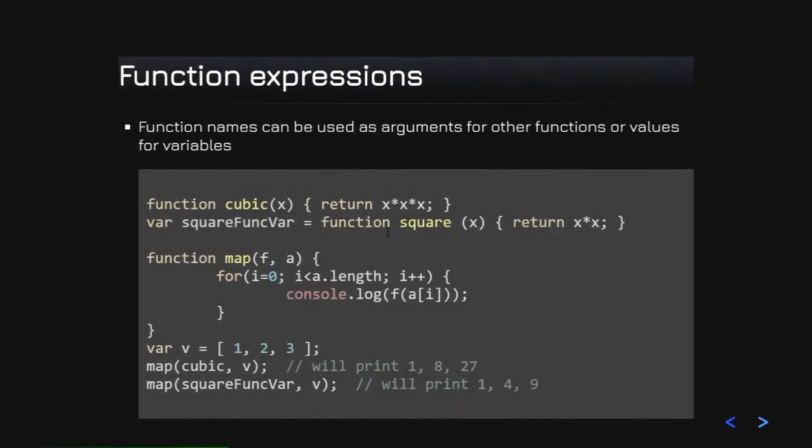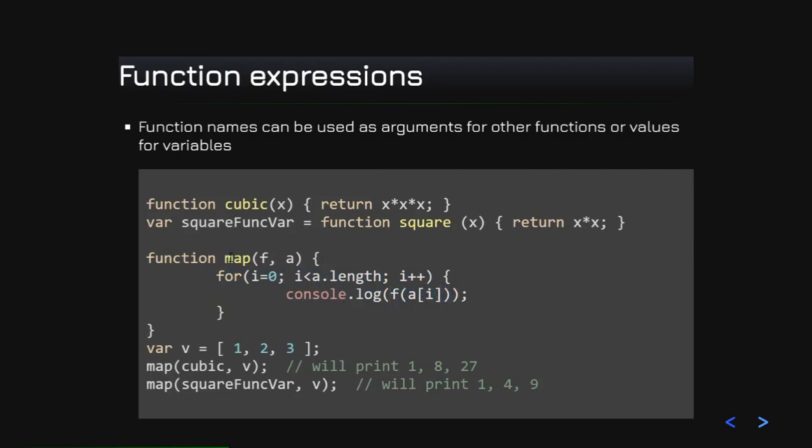Okay, we can have functional expressions or function expressions. Function names can be used as arguments for other functions or values for variables. For example, I have here a function cubic, which returns the cubic of a number. Then we have here a square function, which returns the square of the number. This function is assigned to this variable, okay? And we have some other function here that has 2 parameters. A is an array, a vector, and f is a function. And it actually applies and prints on the console the result of applying function f to each element of the array, okay?